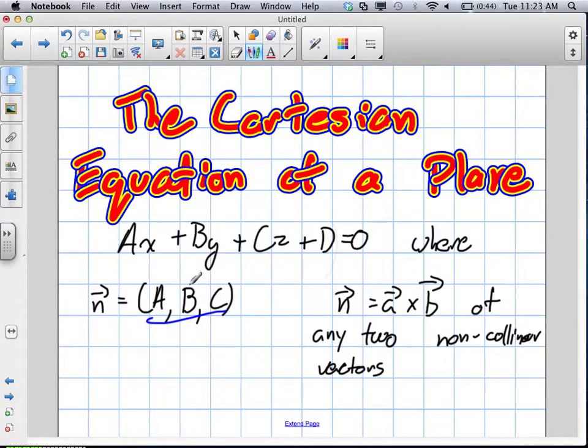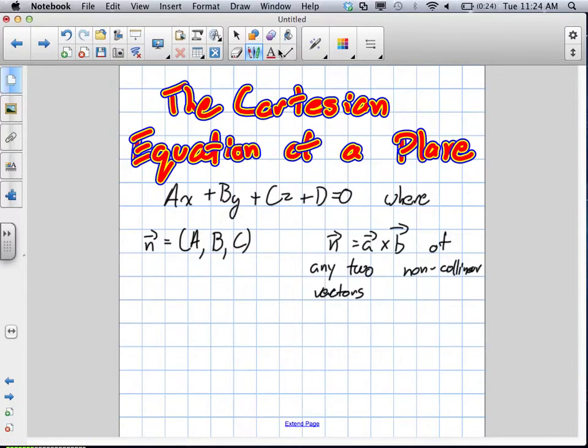Our normal is the numbers a, b, and c. The normal can also be found by taking any 2 vectors on this plane and finding the cross product of them. Remember, the cross product will help us find lines that are perpendicular. So what we're going to do here is quickly show you what we mean by the normal of this plane.